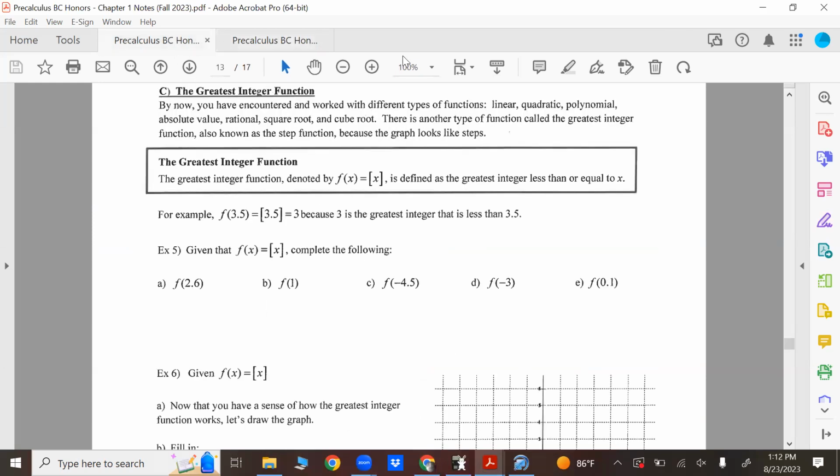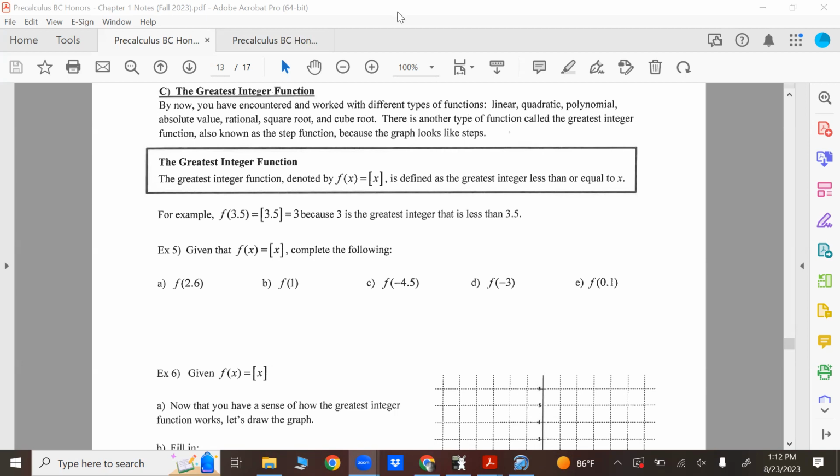Okay, greatest integer function. Have you guys heard about the greatest integer function? Is this new? Okay, it's new. It's pretty simple. It's a weird type of function. You see a function with a bracket around it. Some people don't know what that means. It means that whatever's on the inside, you want the greatest integer less than or equal to that number.